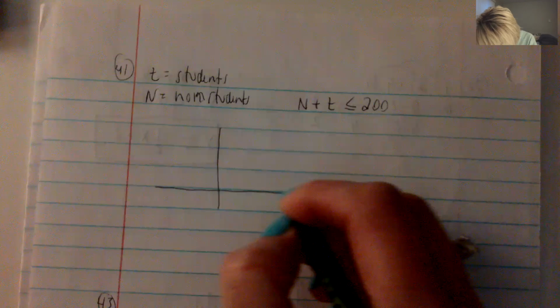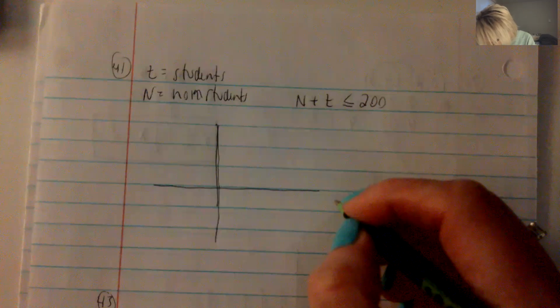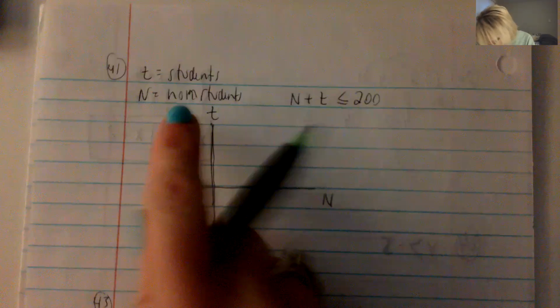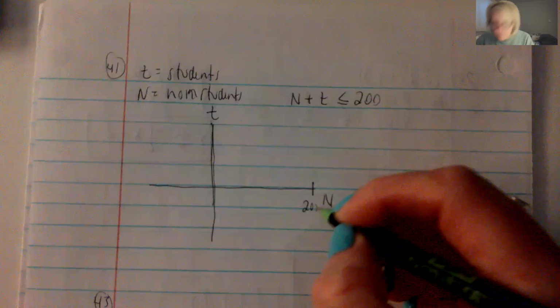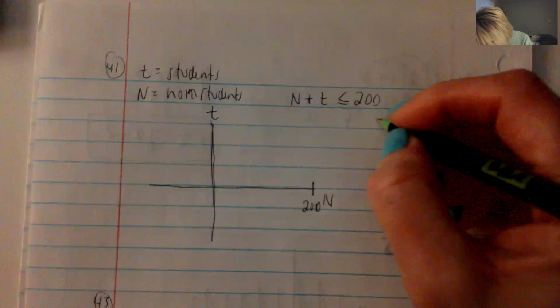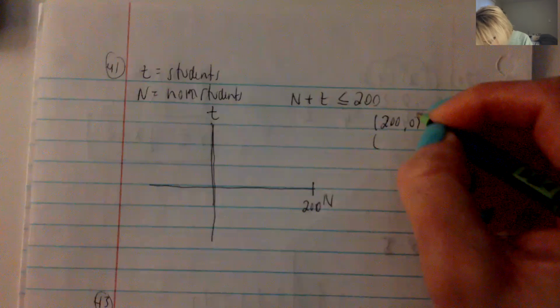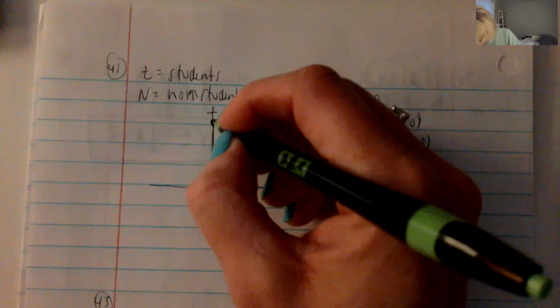So we're going to say this is going to be N and T will be here. So non-students and students. So we could either have 200 non-students, right? And no students. That's an option. So we could have the point 200 and 0. We could also have the point 0 and 200, right? Well, let's do the same here. No non-students and all students.